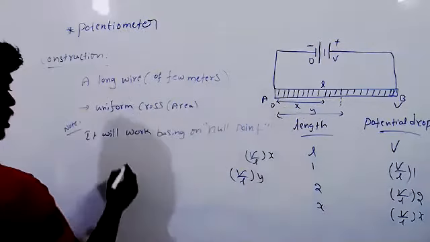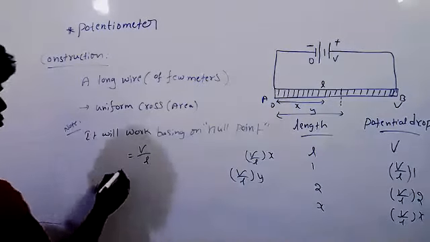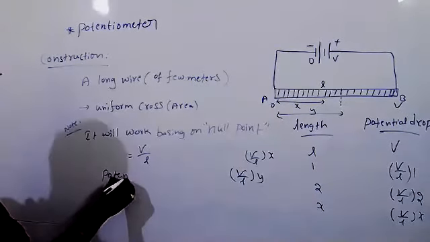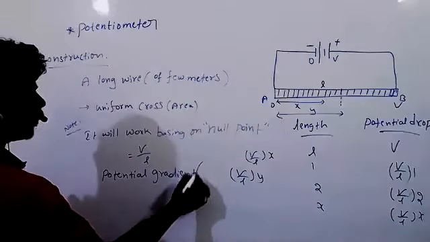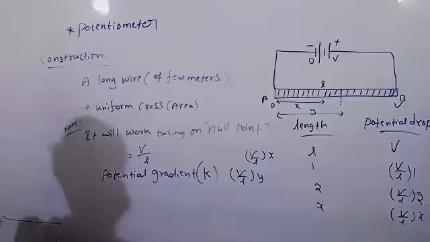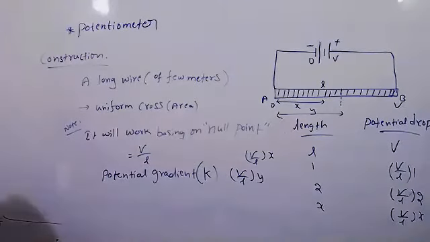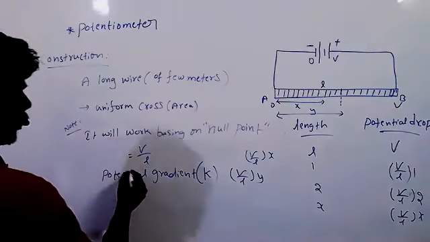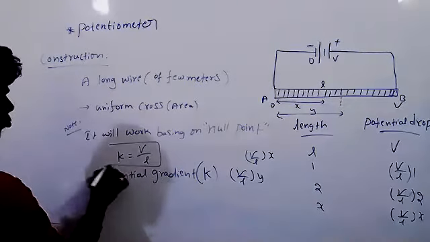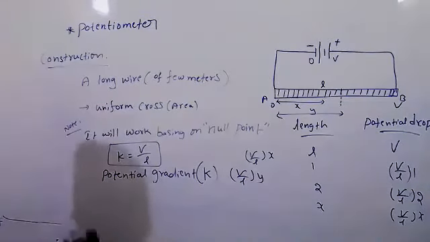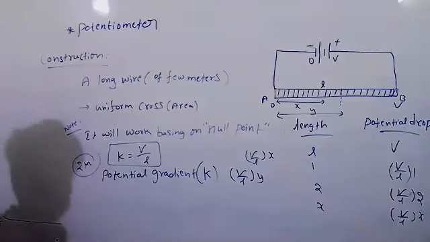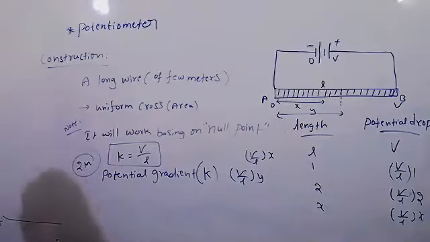This V by L is called potential gradient, denoted with the letter K. Potential gradient. So the potential gradient formula: potential drop per unit length is called potential gradient. For a 2 mark question, define potential gradient: potential gradient is the potential drop per unit length.